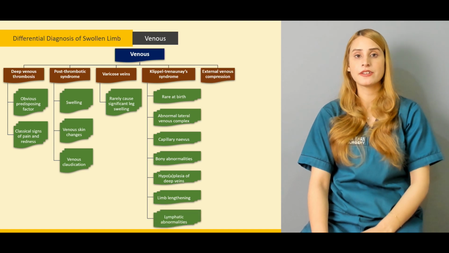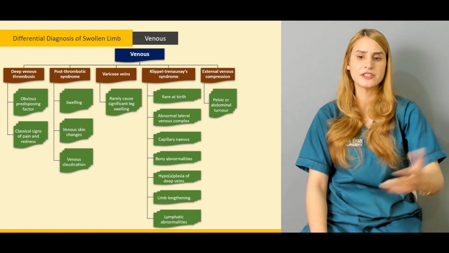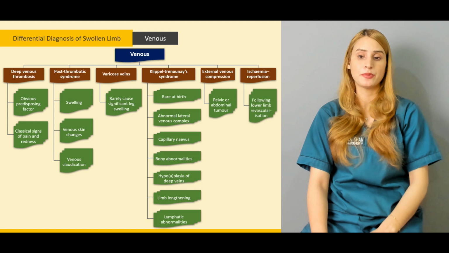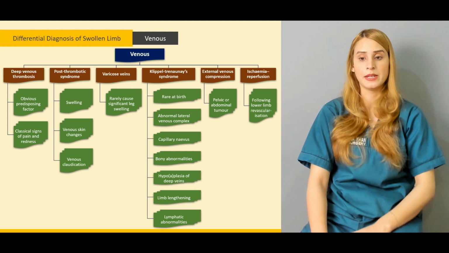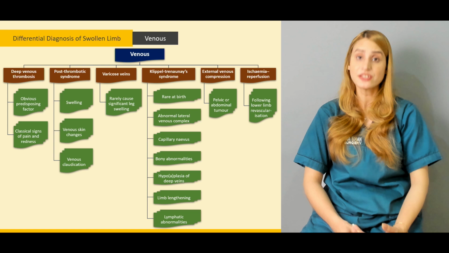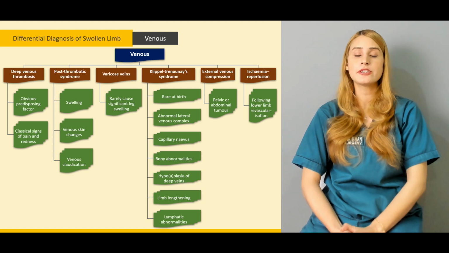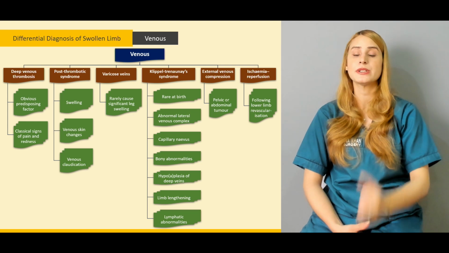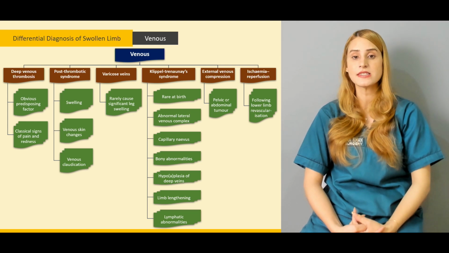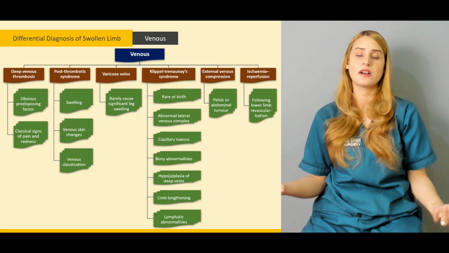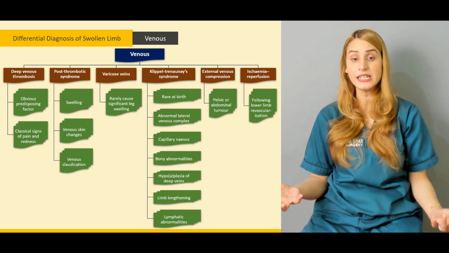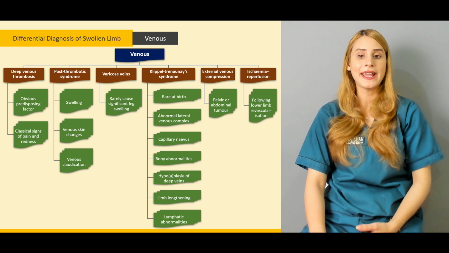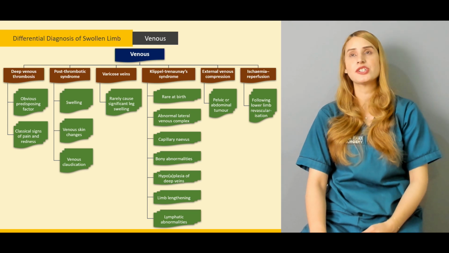There can be external venous compression, like a pelvic or abdominal tumor, and there can be ischemia reperfusion, like following lower limb revascularization. There can be reactional edema. So always remember, if we talk about the differential diagnosis, there are non-vascular and vascular causes. We discussed the non-vascular in the previous slide. Now let's talk about the vascular. The most important is DVT. There can be varicosities, post-thrombotic syndrome, and some kind of external compression like a pelvic tumor.